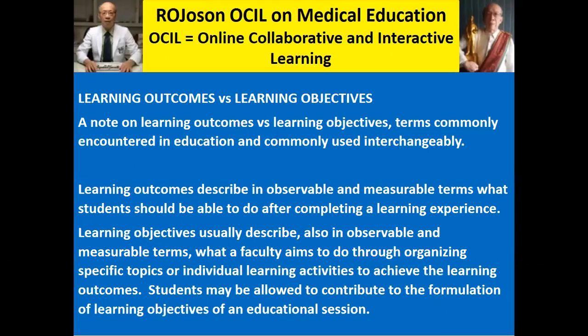A note on learning outcomes versus learning objectives. These are terms commonly encountered in education and commonly used interchangeably. Learning outcomes describe, in observable and measurable terms, what the student should be able to do after completing a learning experience. Learning objectives usually describe, also in observable and measurable terms, what a faculty aims to do through organizing specific topics or individual learning activities to achieve the learning outcomes. The students may be allowed to contribute to the formulation of learning objectives of an educational session.